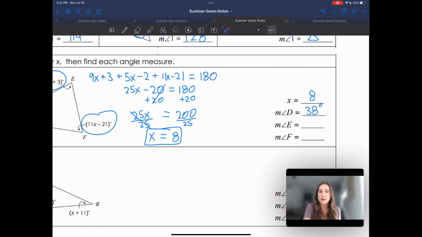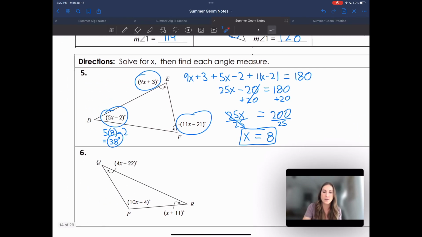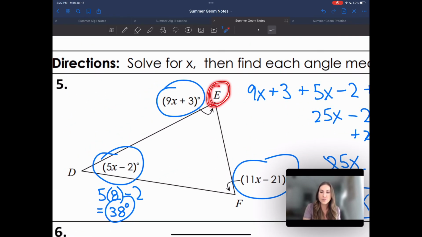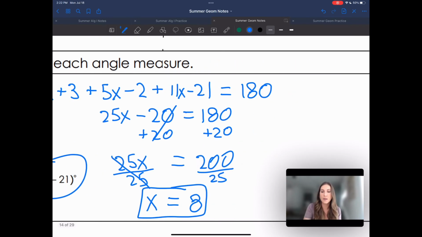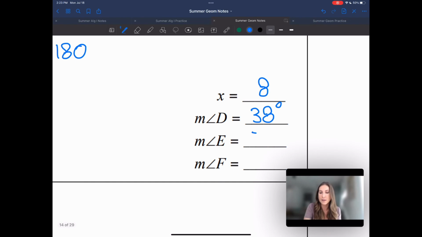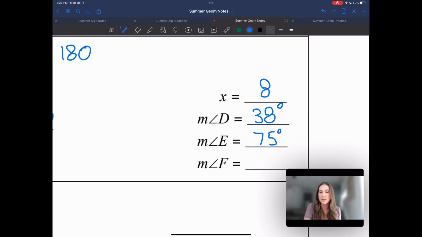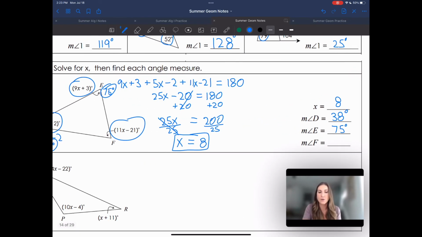So the measure of angle E is next. Let's look at that. Measure of angle E. So see if you can do that one on your own and then check your work with me. But we're gonna plug in 8 right here for x. And you can start doing these in your head. You can be like, okay, 9 times 8, I get 72. Add 3 to that. So it's gonna give me 75 degrees for this angle. Okay, so E is 75 degrees.